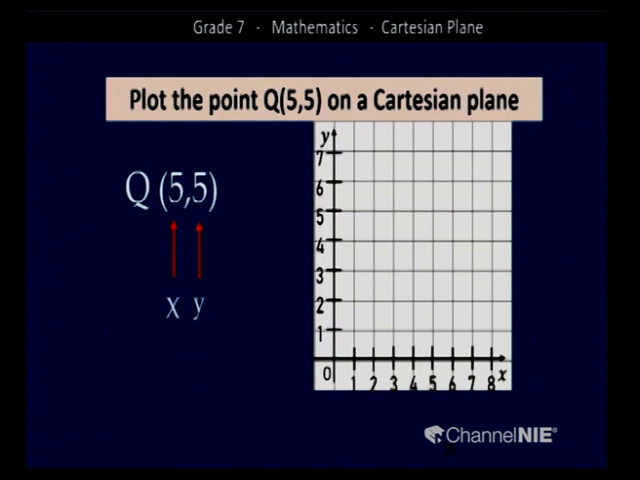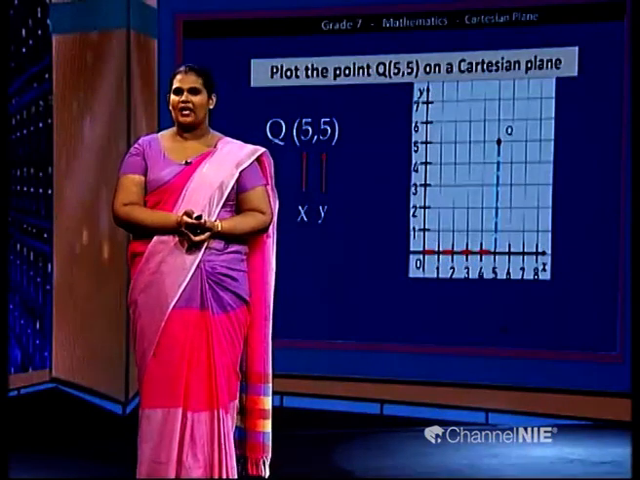We will start from 0 and take the x coordinate first. I am going to move 5 units along the x axis, and next I am going to take the y coordinate. Then I am going to move 5 units along the y axis. Then I get the point which I need to plot, that is point Q. Therefore, I need to name the point as Q. Now, we have already plotted 2 points on a Cartesian plane.